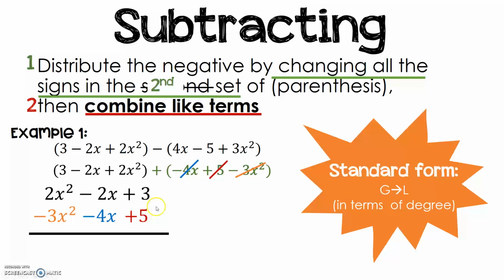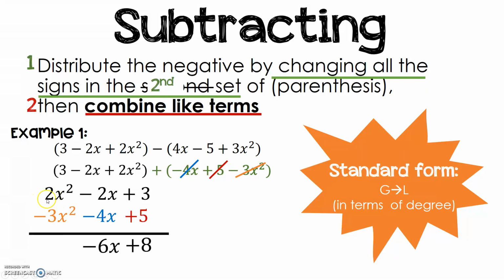You've got positive 3 and positive 5, which gives you a positive 8. You've got negative 2 minus 4, which will be a negative 6. Again, you're keeping your same variable and the exponent. Do not change your variable and your exponent when you're adding or subtracting. You only do that when you're multiplying. But wait, we'll get there soon.